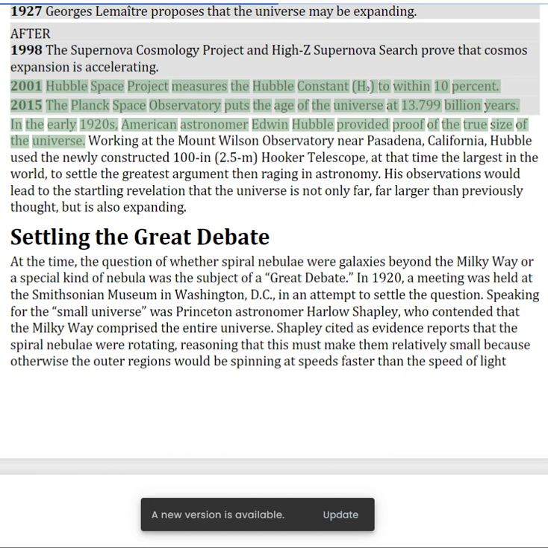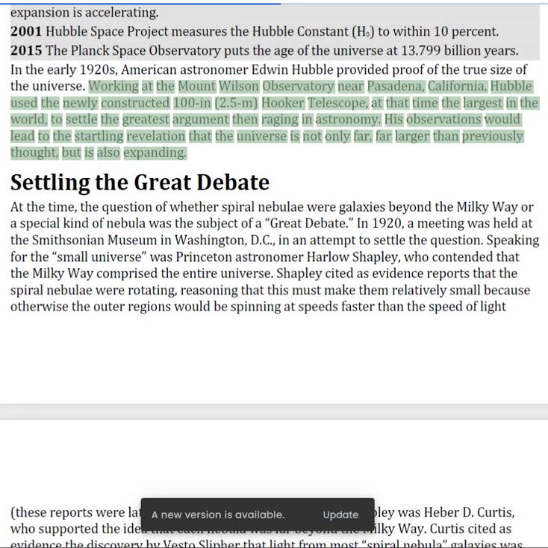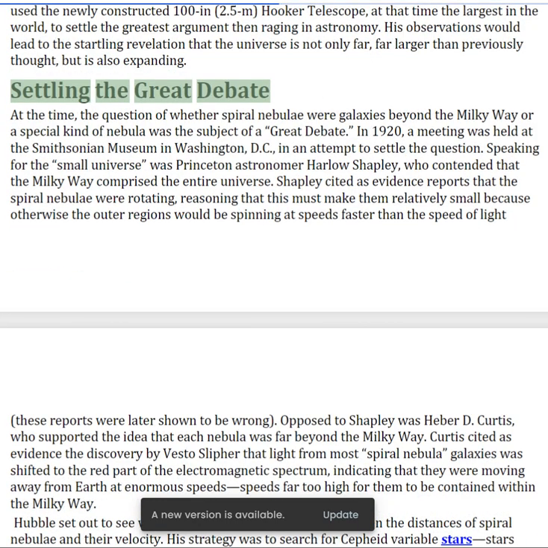In the early 1920s, American astronomer Edwin Hubble provided proof of the true size of the universe. Working at the Mount Wilson Observatory near Pasadena, California, Hubble used the newly constructed 100-inch Hooker telescope, at that time the largest in the world, to settle the greatest argument then raging in astronomy. His observations would lead to the startling revelation that the universe is not only far, far larger than previously thought, but is also expanding. Settling the Great Debate.